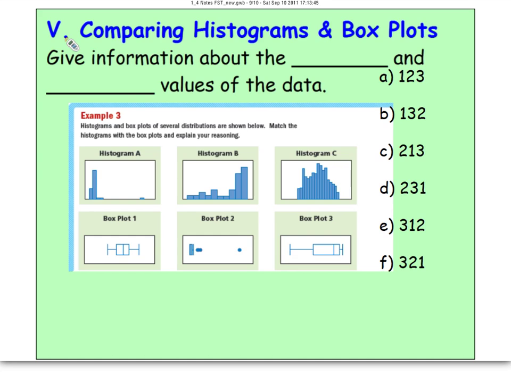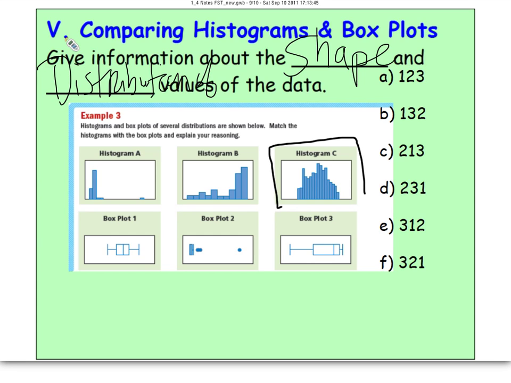On this last slide, I want us to compare histograms and box plots to see how they are connected. The one thing that these graphs do give us is information about the shape and the distribution of values of the data. I want you to match the appropriate histogram with which box plot. So this histogram letter C here has the shape which we call symmetric, and it's equally balanced. The median of the data probably sits right in the middle. On the lower half is the bottom 50% of the data, on the upper half, the top half, and it's equally balanced.